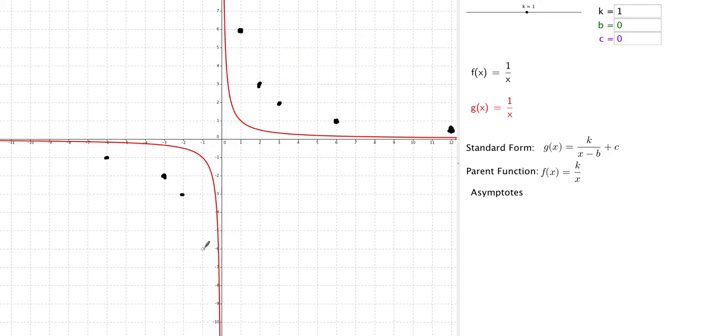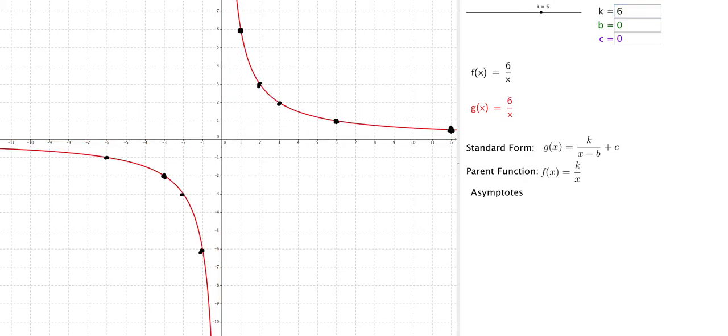-1 for x gives you -6. So we're graphing y equals 6 over x. I'm going to change k to 6, and there you see we have it. Our asymptote is the same thing.